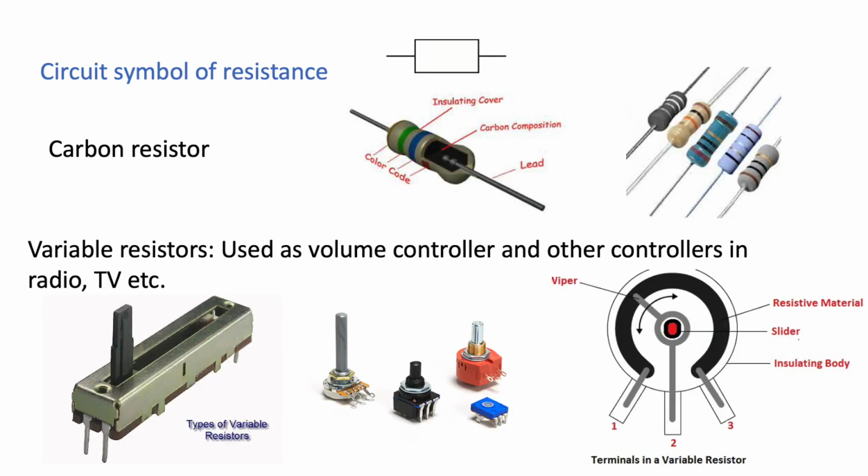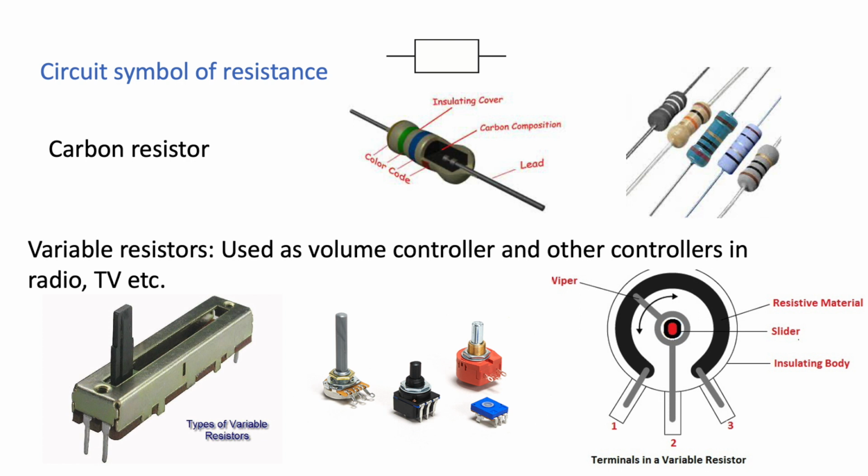You can see different types of resistors here. The upper picture is the circuit symbol of resistor. Usually carbon resistors are used in electronic and electrical circuits. There will be some color codes. By looking at that color code, we can find the value of resistance. Usually variable resistors are used as volume controllers and other controllers in radio and TV.